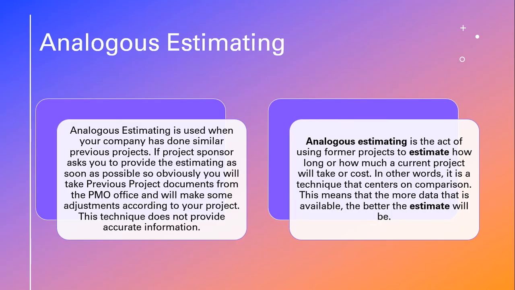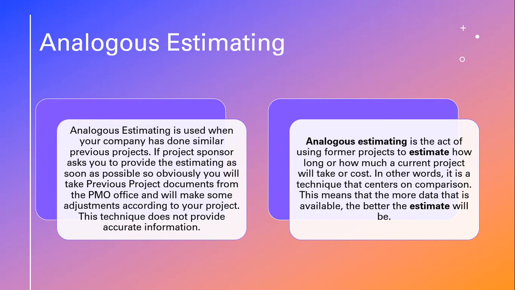The next tool and technique is analogous estimating. Analogous estimating means copying data from previous similar projects. If you are going to start a new project which has been done similarly in past years, obviously you will contact your PMO office and request the documents of previous similar projects. You will read the documents, make some changes, and then create estimate activity resources based on the previous similar projects as well.